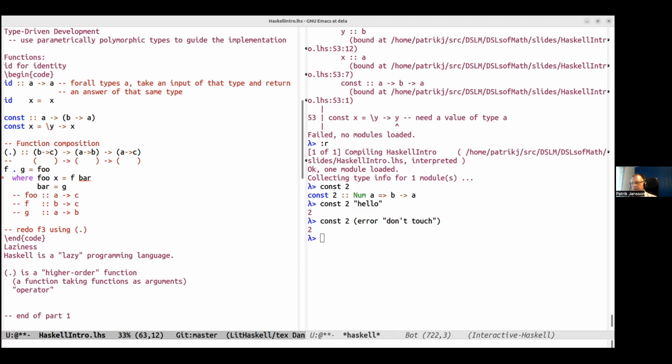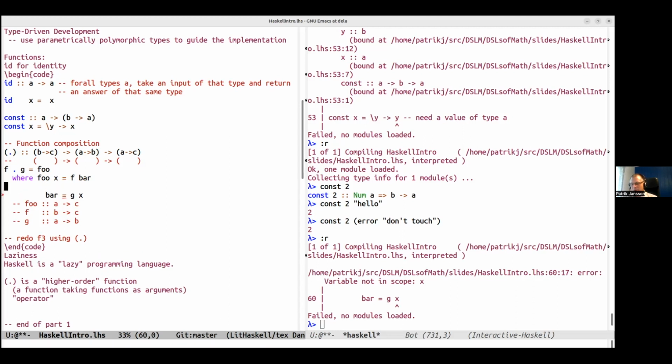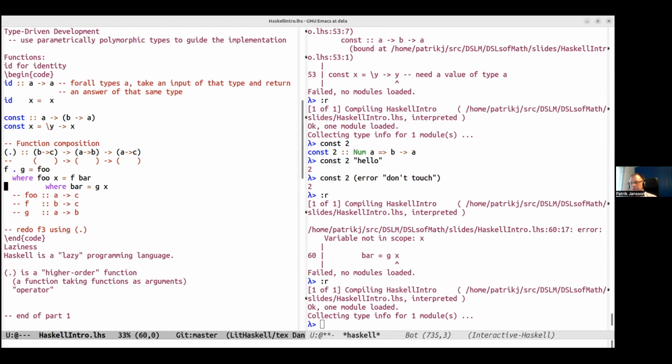Now, what do I have? I actually have an x. I can apply g to x. Now let's try to see. Variable not in scope. Okay, I have to make this a local definition for foo. So foo where bar is equal to g of x. Okay, now it's happy. So this is a little bit indirect, but what I was trying to say is that we have to create a function. That function takes an x and it applies f to a result which it gets from g.